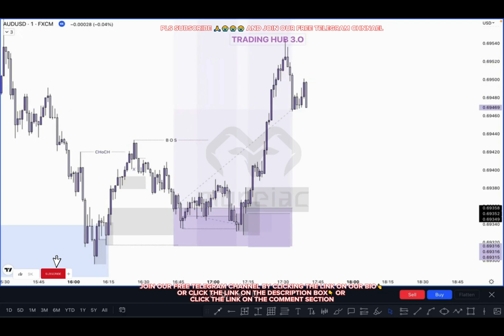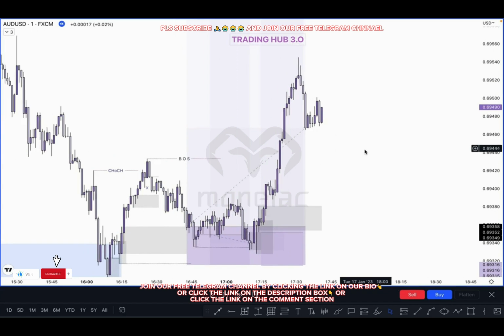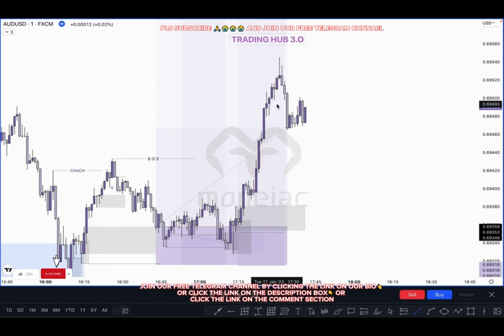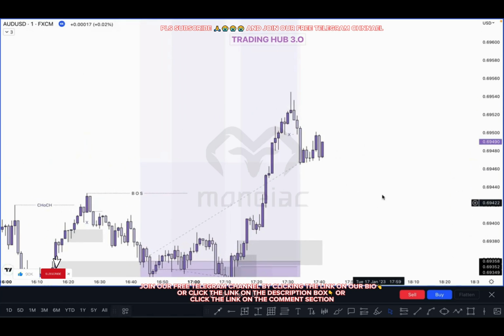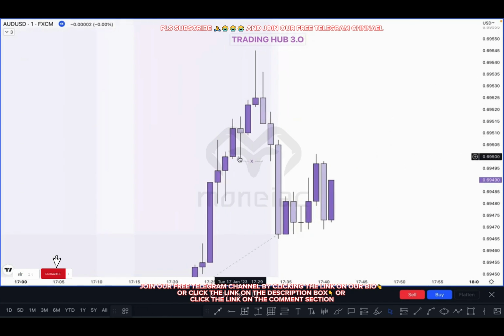Okay, all right, so in this case, as you can see here, where is our next pullback? Look at this one. This becomes our valid pullback. Why? Because this candle took out the previous candle low. It means this becomes our valid pullback. So let me show you exactly. Look at this one, this candle took out the previous candle low, so this becomes our valid pullback.